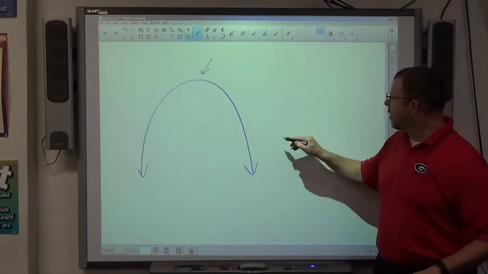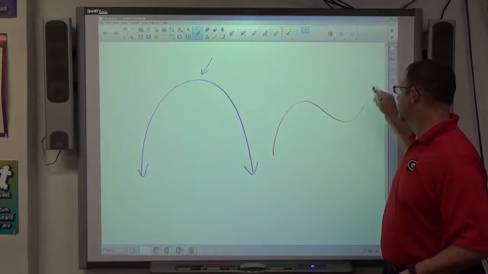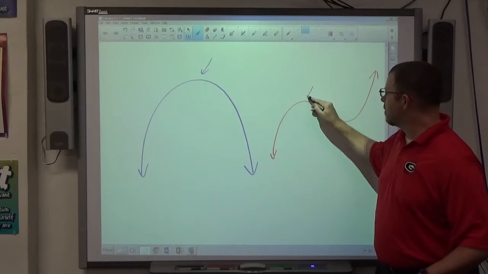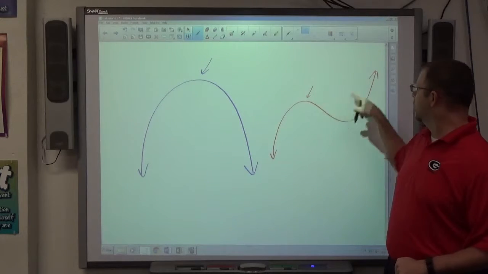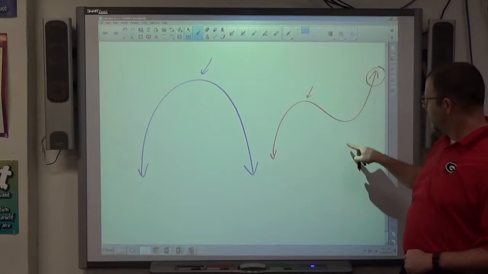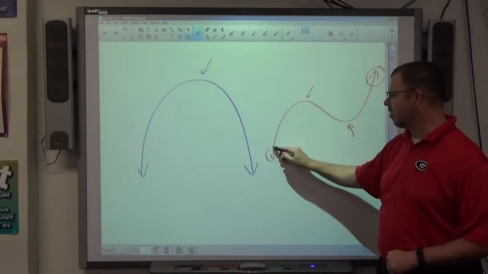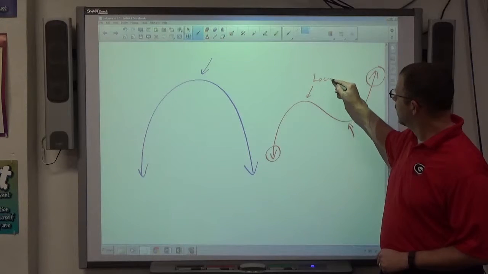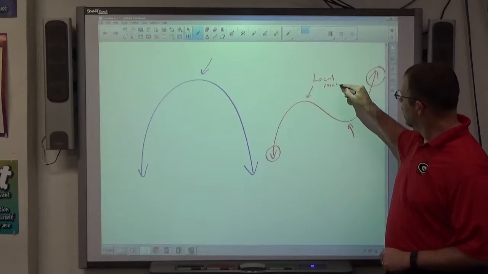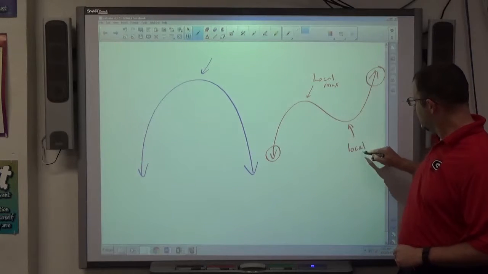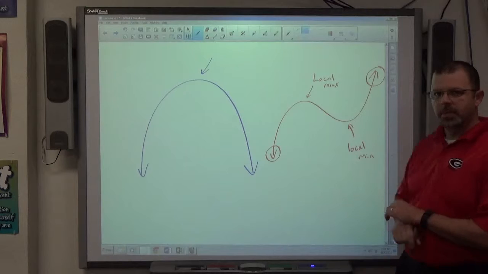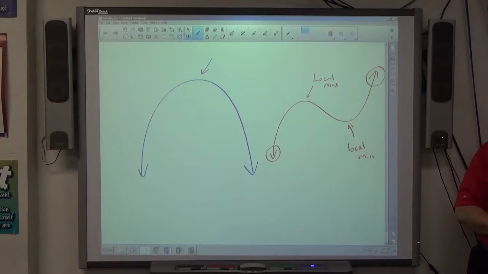If the graph looks like this, this is a maximum value in its area, but there's higher values over here. This is the lowest value in its area, but there's lower values over here. This is a local maximum, and this is a local minimum. So that's what it means.